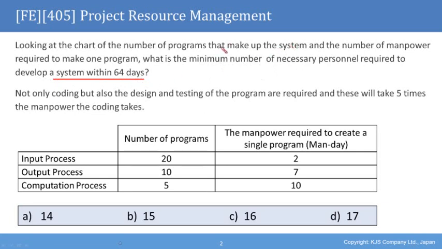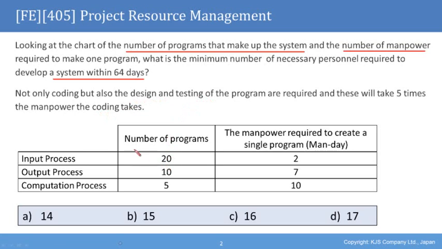The system takes up some number of programs, so there is a number of programs that make up a system, and we are given the amount of manpower required to make one program. We also must note that not only coding, but also the design and the testing of the program are required, and these will take 5 times the manpower that the coding takes. So you have the design and testing. The design could possibly be the user interface, and the testing is to see if there are any problems with it.